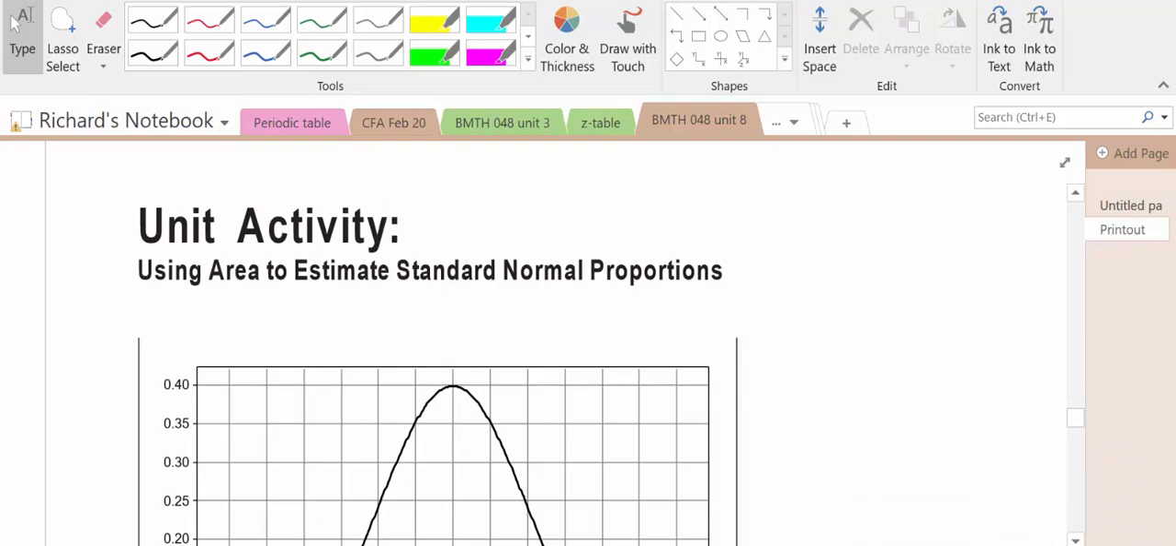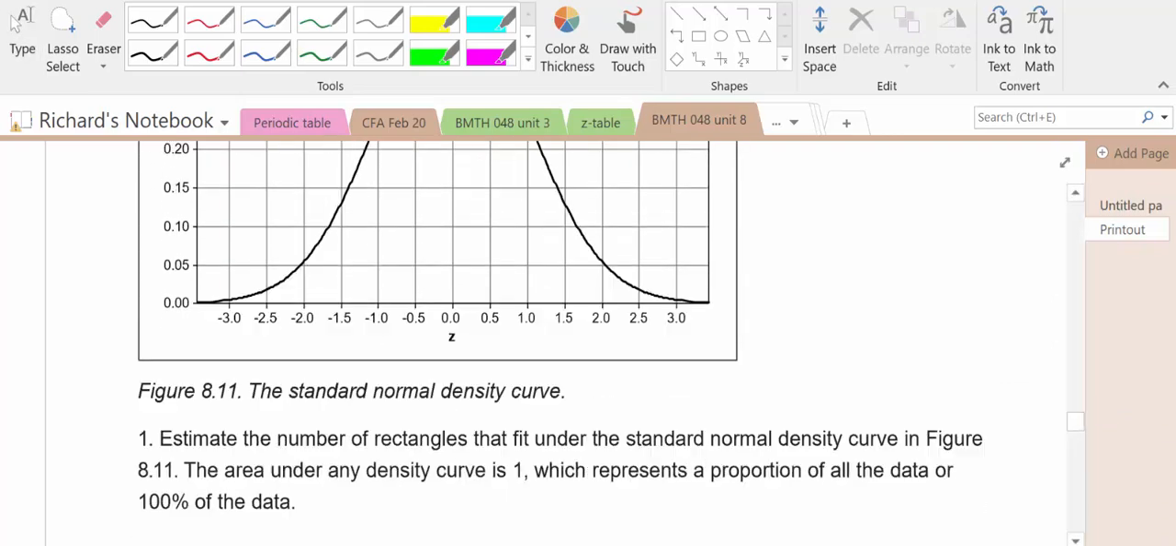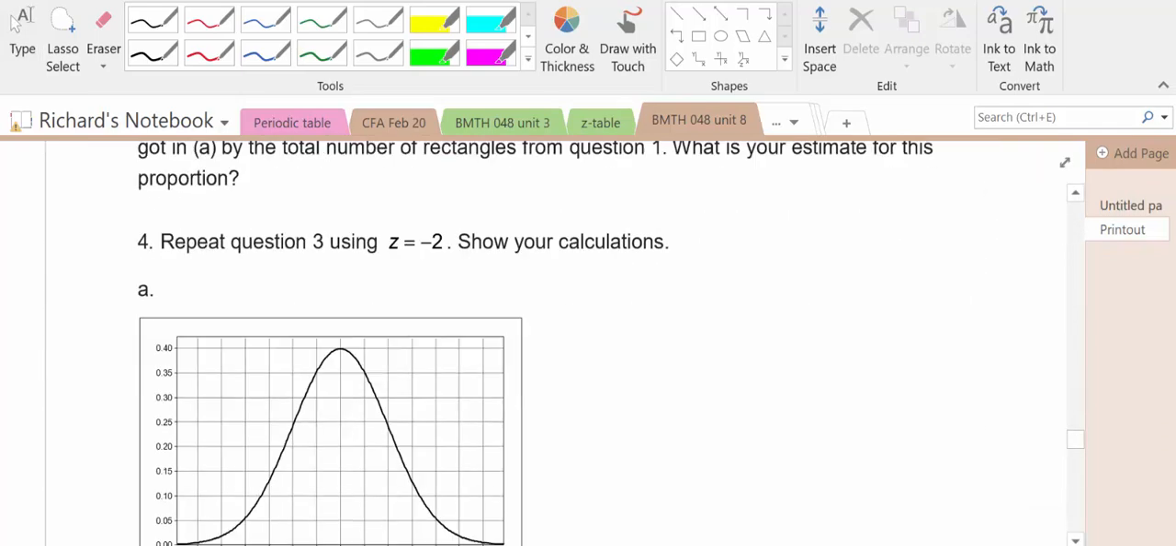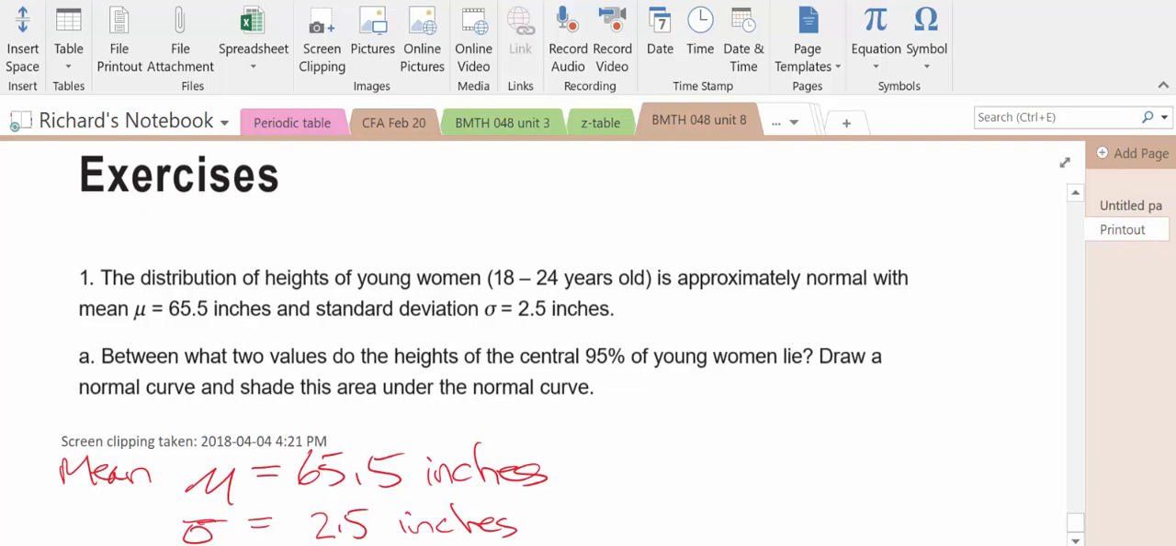Don't do the unit activity. What I want you to do are the exercises and the follow-up questions. So in the exercises, I've got some questions. So here, the distribution of heights of young women 18 to 24 years old is approximately normal with a mean of 65.5 inches and a standard deviation of 2.5 inches. So we want to find out, between what two values do the heights of the central 95% of young women lie? And then draw a normal curve.